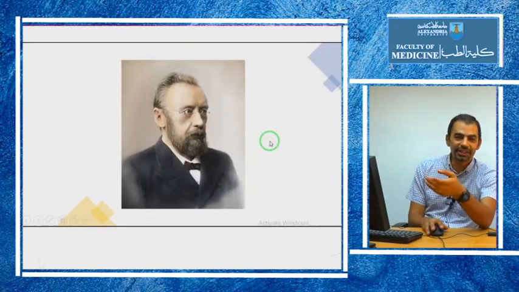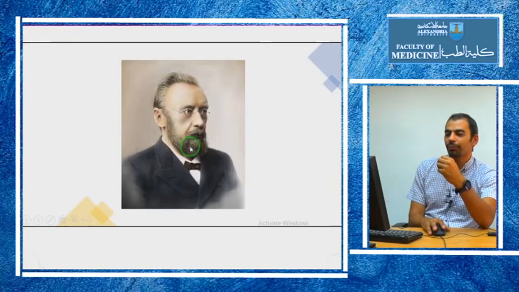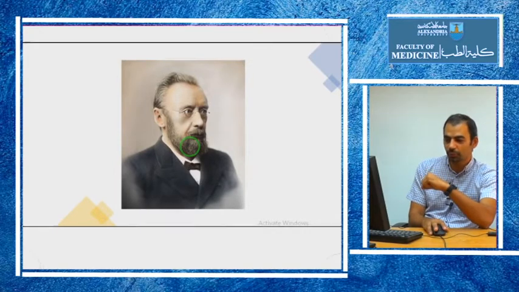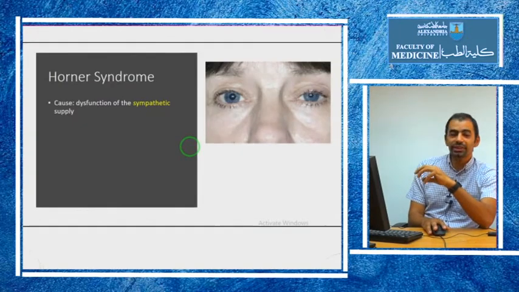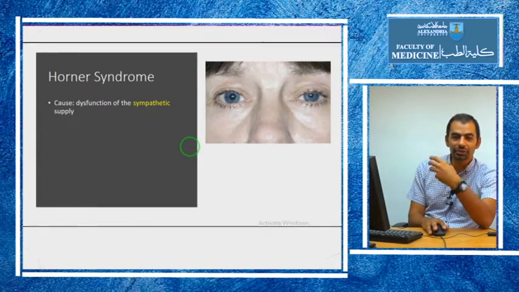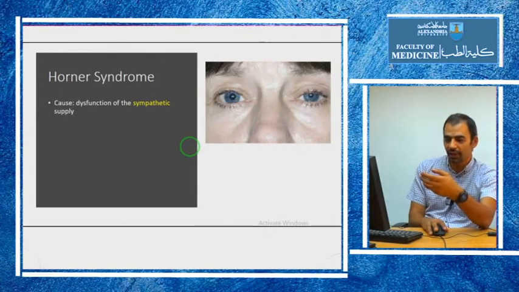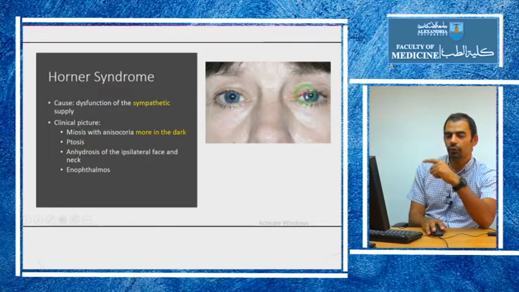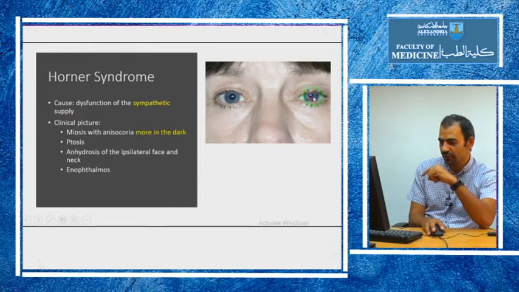If you are interested in history, this is Johann Friedrich Horner, who was a Swiss doctor who discovered and described, along with two other doctors, Horner syndrome. So Horner syndrome is caused by interruption of the sympathetic supply to the eye, and usually there is miosis, which produces anisocoria, which is more pronounced in the dark. As you can see, this pupil is smaller than that one.